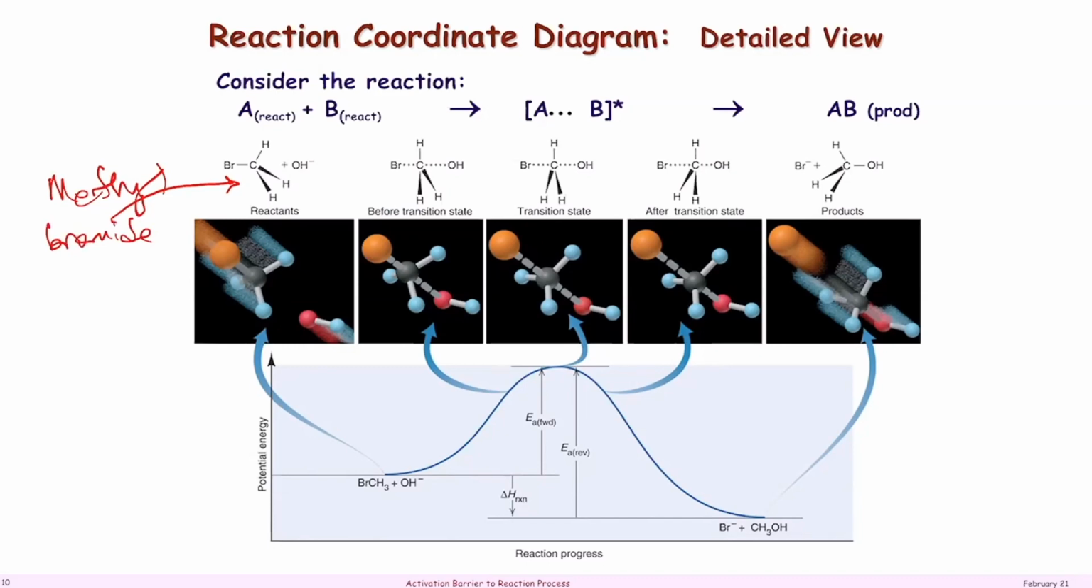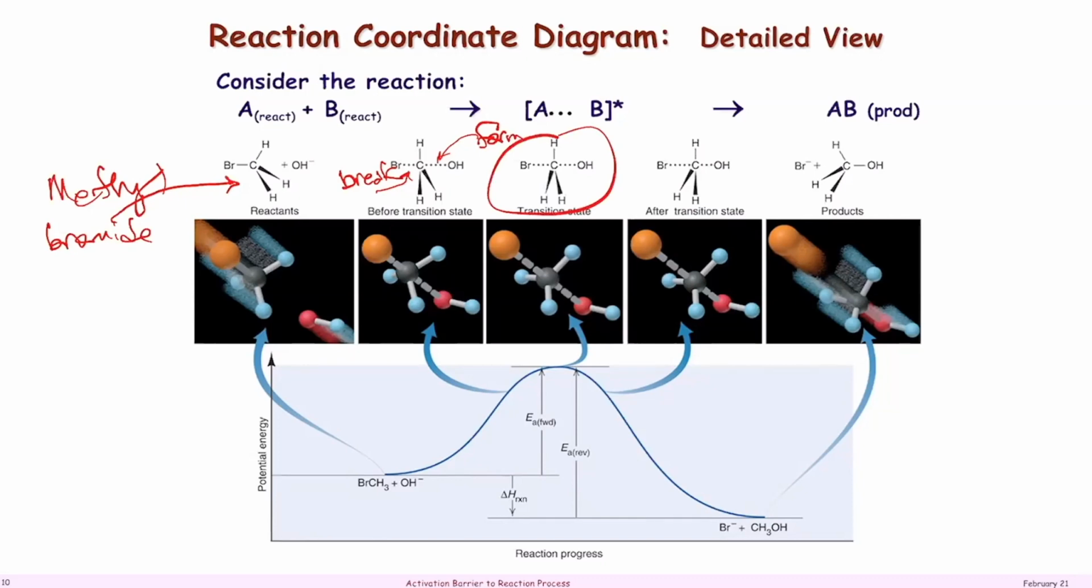And the orientation has to be correct, because what will happen is that the carbon is going to be attacked by the hydroxide in the back. Okay, and then when that occurs, this bond starts to form, but this bond starts to break. And this right here is the transition state.